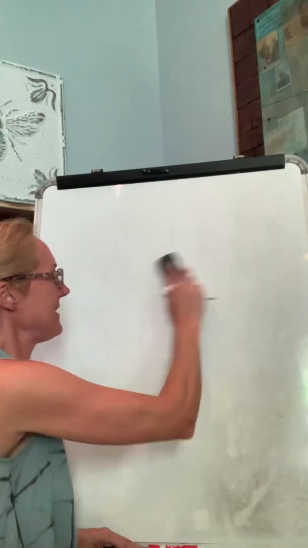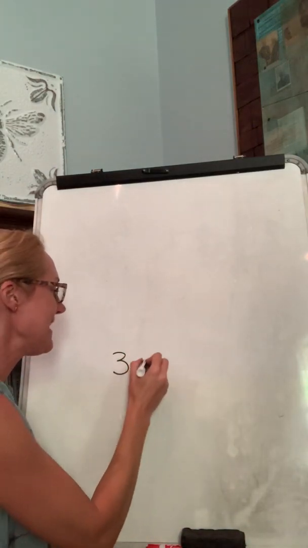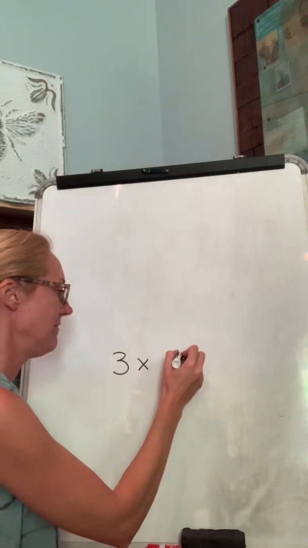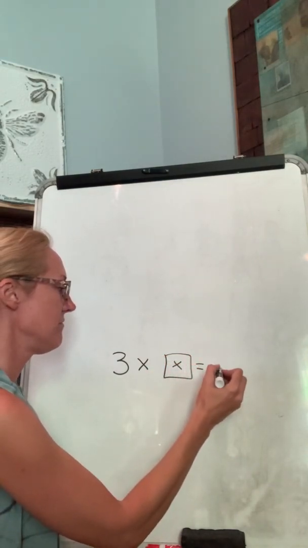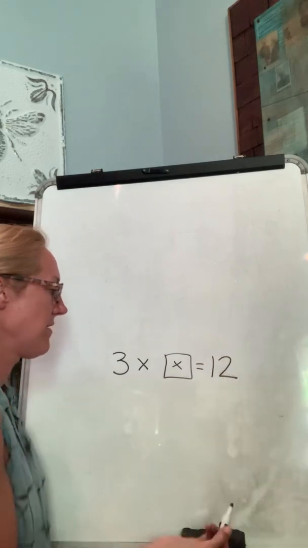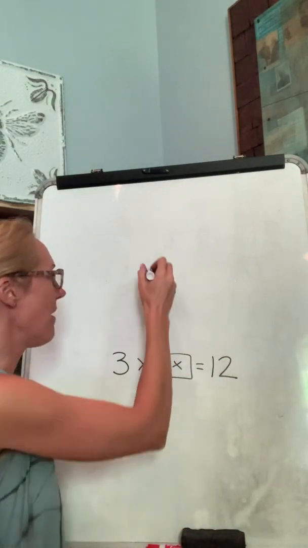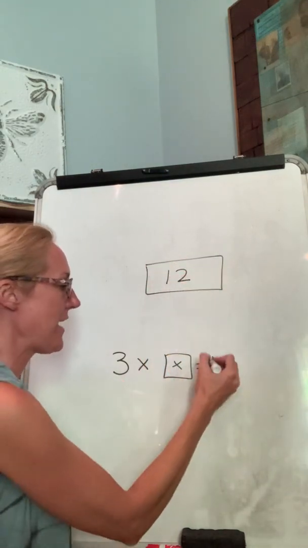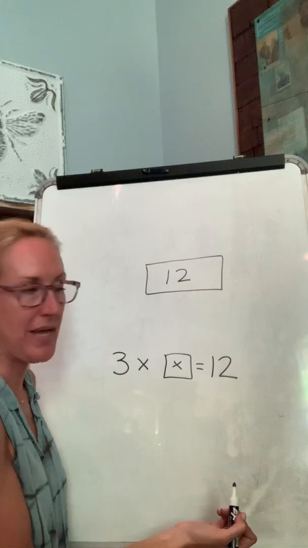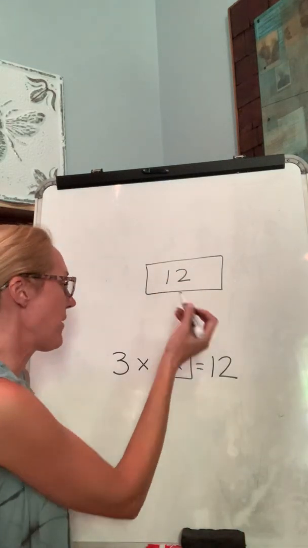So what if I said 3 times x equals 12? How do we figure out x? Again, the whole thing is 12. We end up with 12 cupcakes, 12 carrots. Let's be healthier. Okay, so we have 12 carrots.